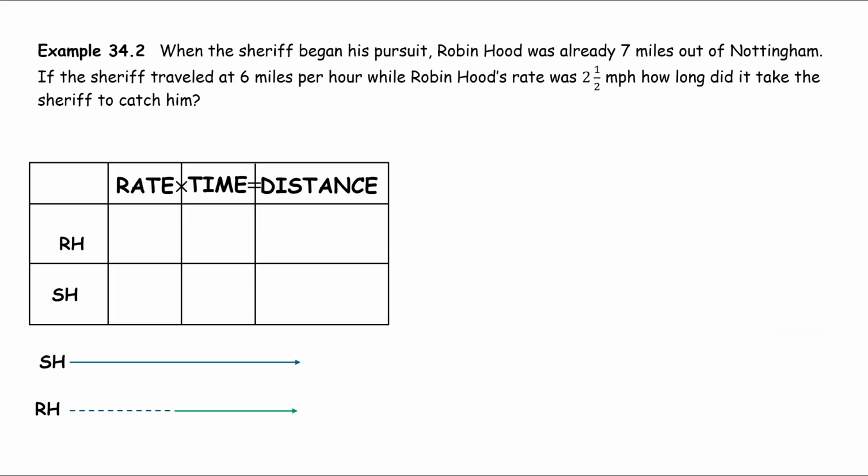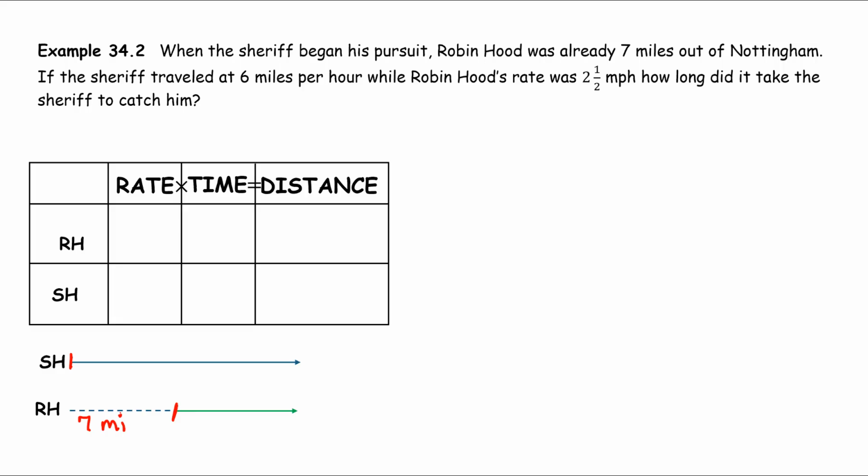Okay, so now we have when the sheriff began his pursuit, Robin Hood was already 7 miles out of Nottingham. So that's the picture we have down here at the bottom. The sheriff is starting from Nottingham back here. Robin is not in Nottingham. He's already way out here. He's got a head start. So he is 7 miles out of Nottingham already when the sheriff leaves.